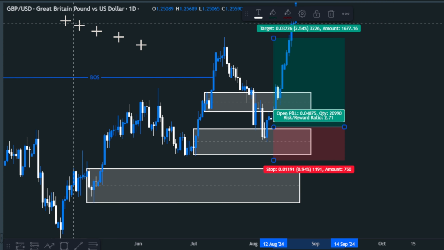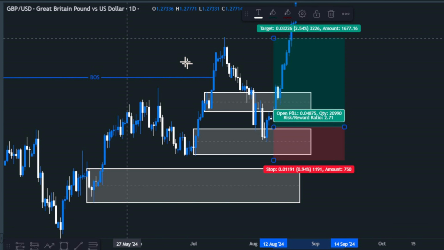To wrap up, remember to focus on strong zones and consider imbalances in the market. This will help you avoid losses and trade with confidence.